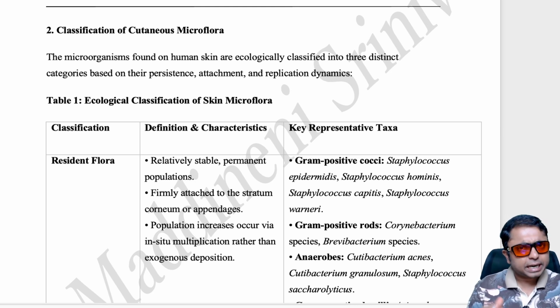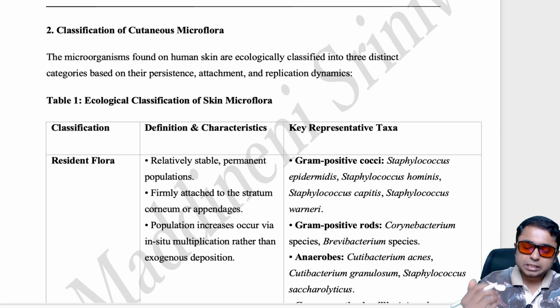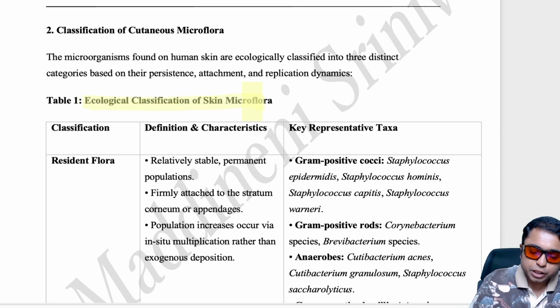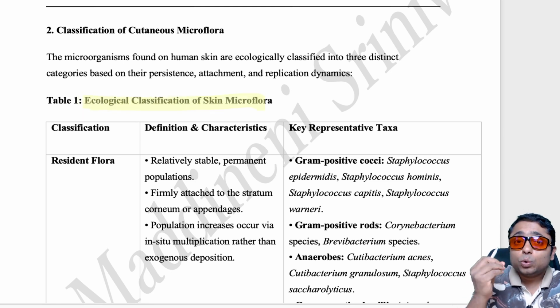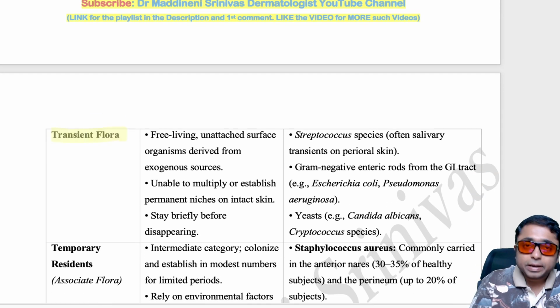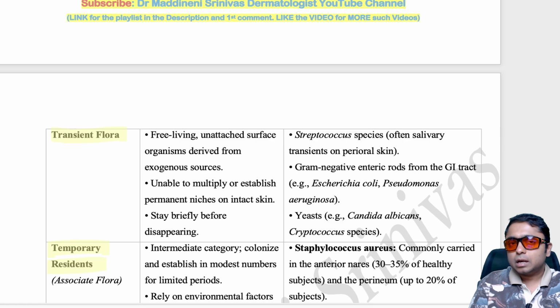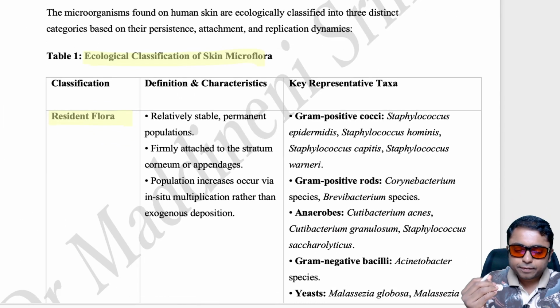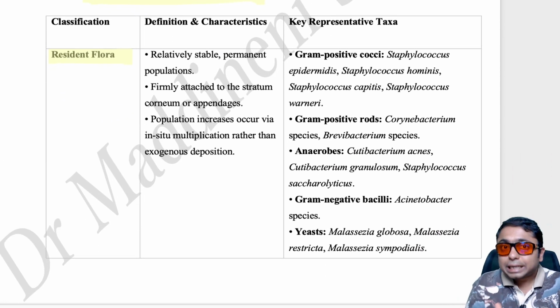Now we are going to see a different type of classification, which is based on the ecological classification of the skin microflora into resident flora, transient flora, and temporary residents. So you should understand the slight difference between these three terms. So what are resident flora?